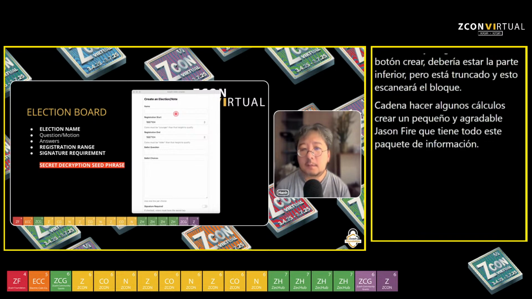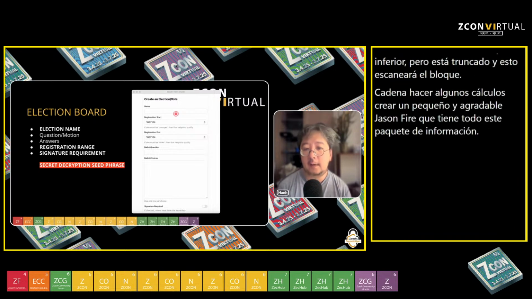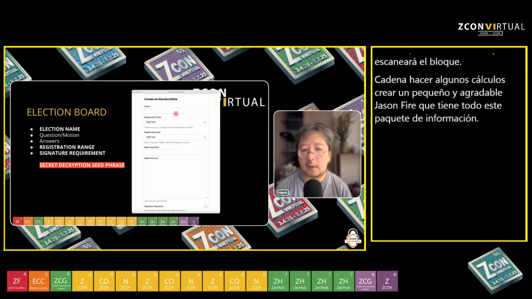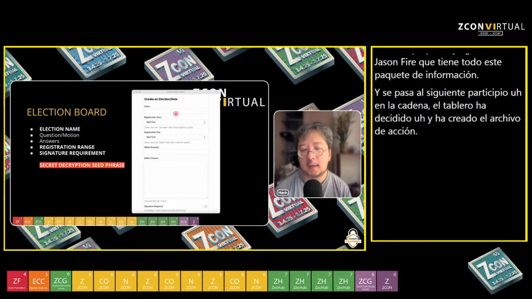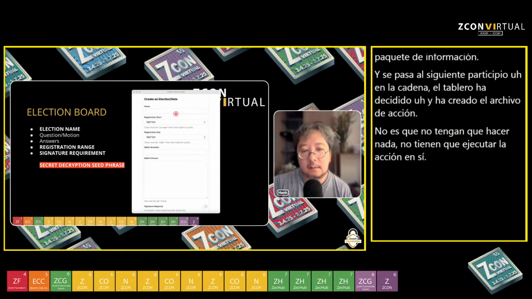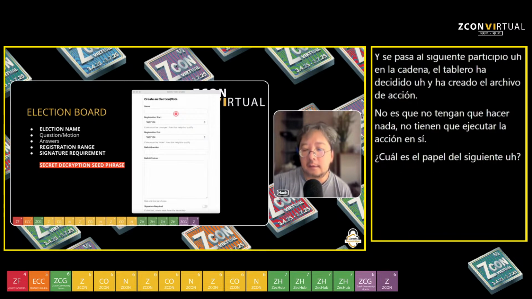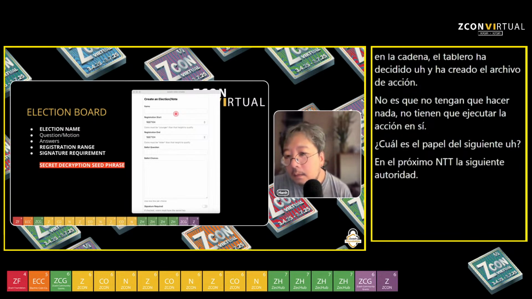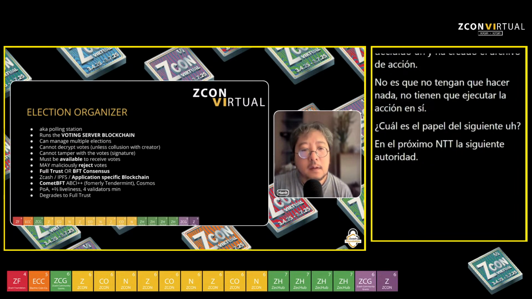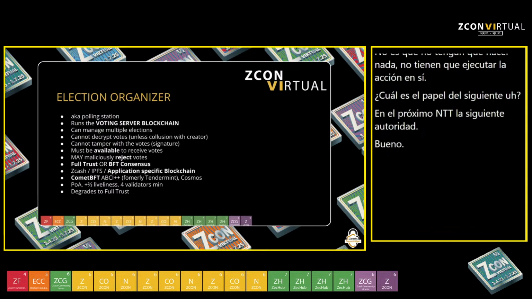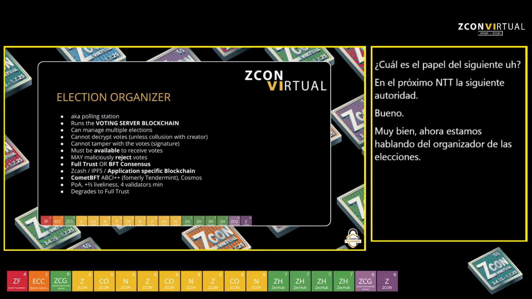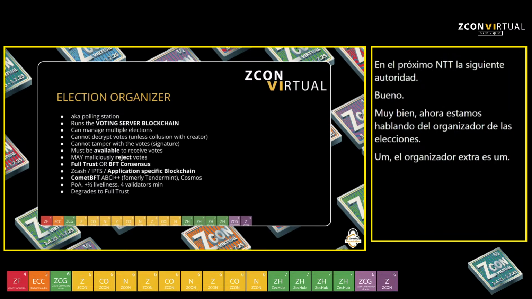So once the election board has decided and created the election file, they don't have to run the election itself. Right? So this is the role of the next entity, the next authority. All right. So now we are talking about the election organizer. The election organizer is essentially the polling station, as I said earlier.